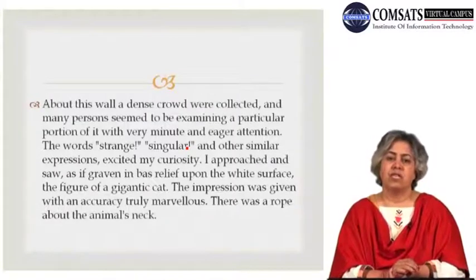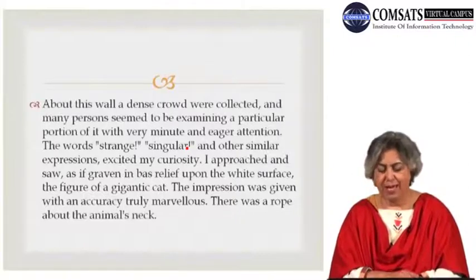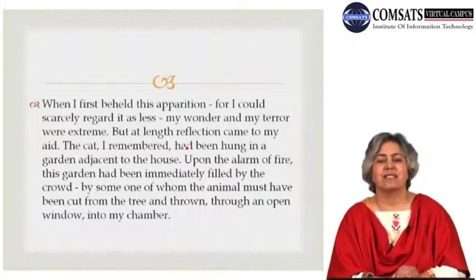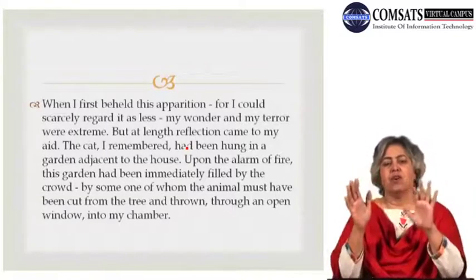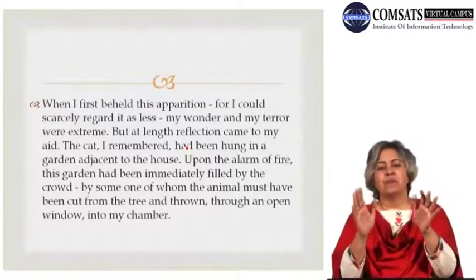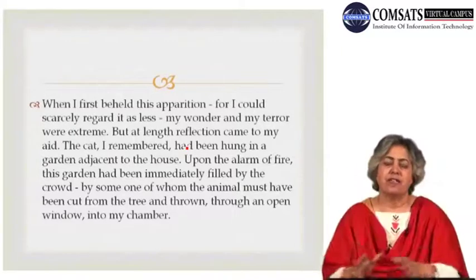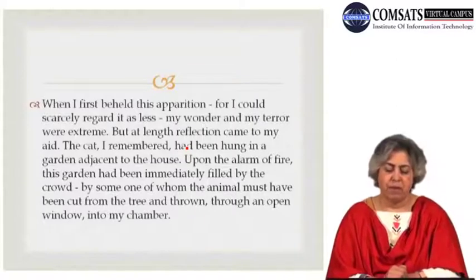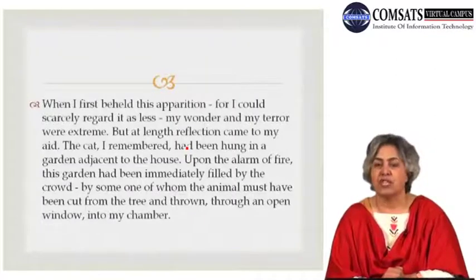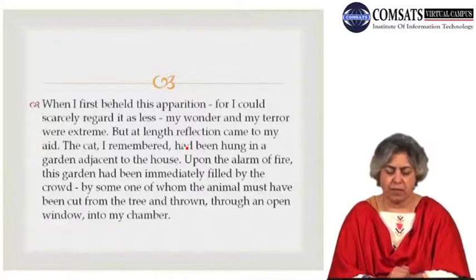And what they could see was that there was a rope about the animal's neck. Remember? He had tied a noose around the cat's neck, and that is how he kills the cat. So what he sees on the wall, and what other people can also see, is that there is a rope around the neck of this cat, this engraved image on the wall. When I first beheld this apparition, my wonder and my terror were extreme. So when he first sees it, he's surprised, and then he's terror-stricken.